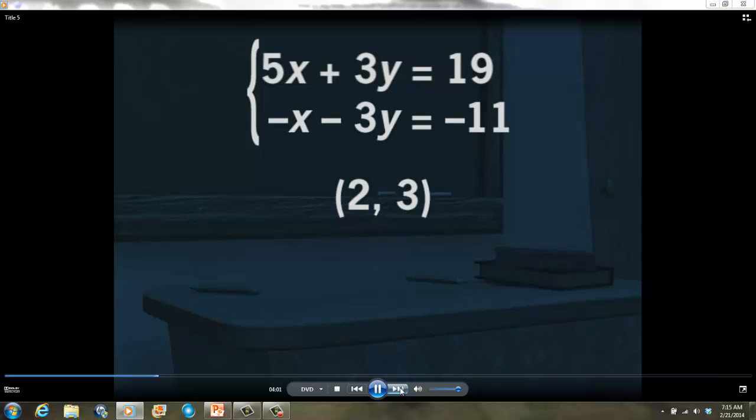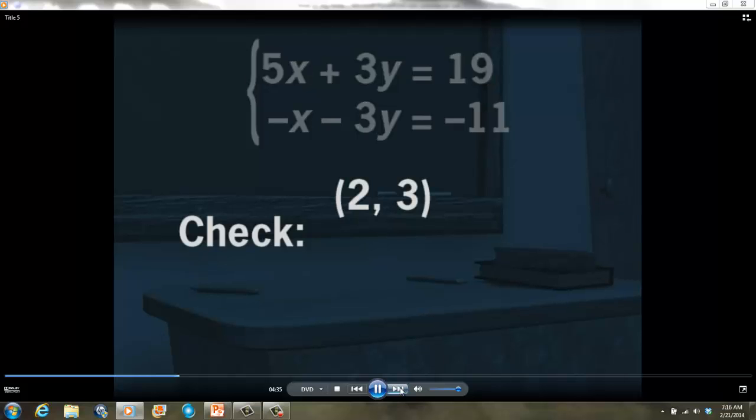Good thinking, Ferd. You wrote the solution as an ordered pair (x, y). But how can we be sure it's correct? Do I need to graph both equations and see if the graphs cross at the point (2, 3)? We can check the graph to see if the solution is correct, but there is another way. To check to see if an ordered pair is a solution to a system of equations, substitute the x and y values in both equations. If both become true statements, then the solution is correct.